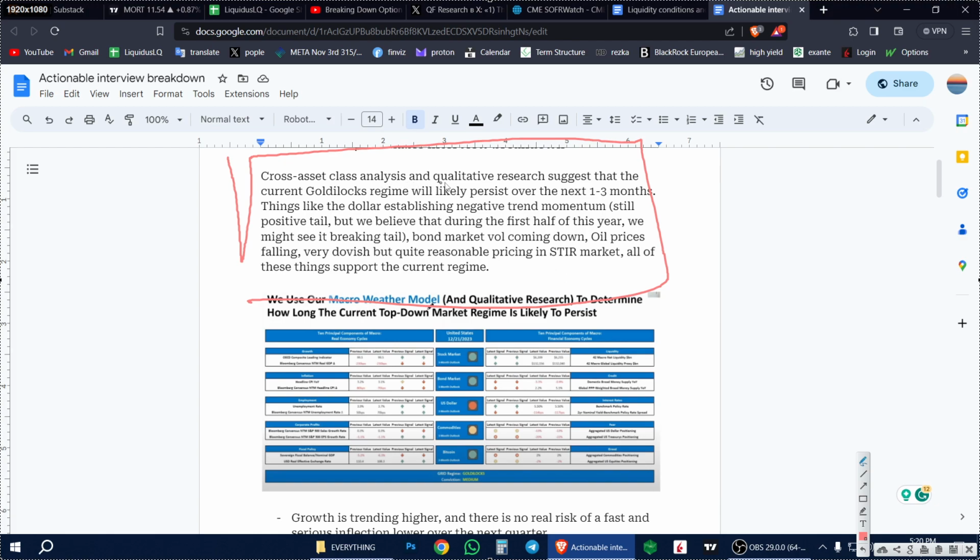Cross-asset class analysis and qualitative research suggest that the current Goldilocks regime will likely persist over the next 1 to 3 months. Things like the dollar establishing negative trend momentum is still positive tail, but we believe that during the first half of this year, we might see it breaking tail. Bond market yields coming down, oil prices still falling by the way. Very dovish but quite reasonable pricing in short-term markets. All of these things support the current regime. All of that has been said is still relevant.